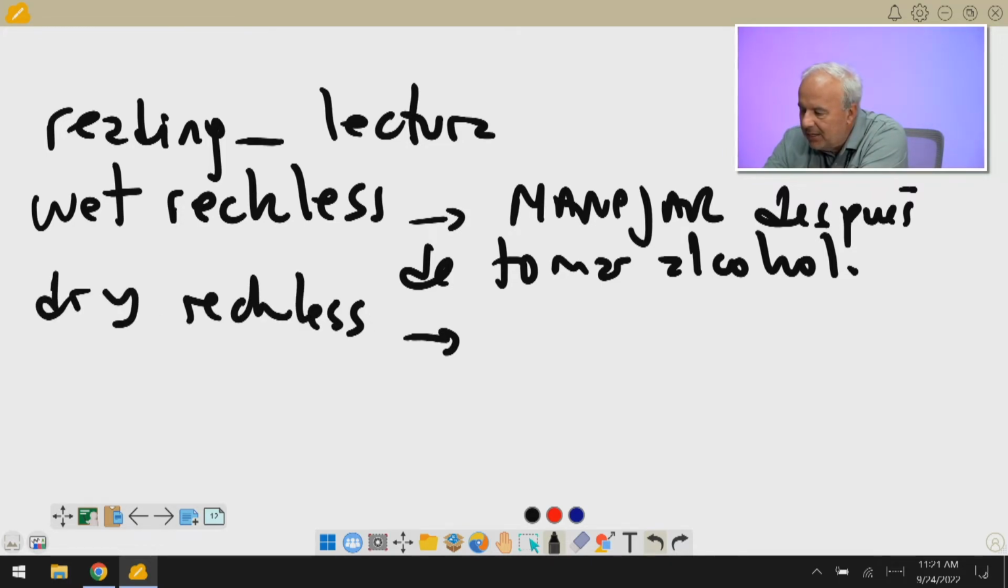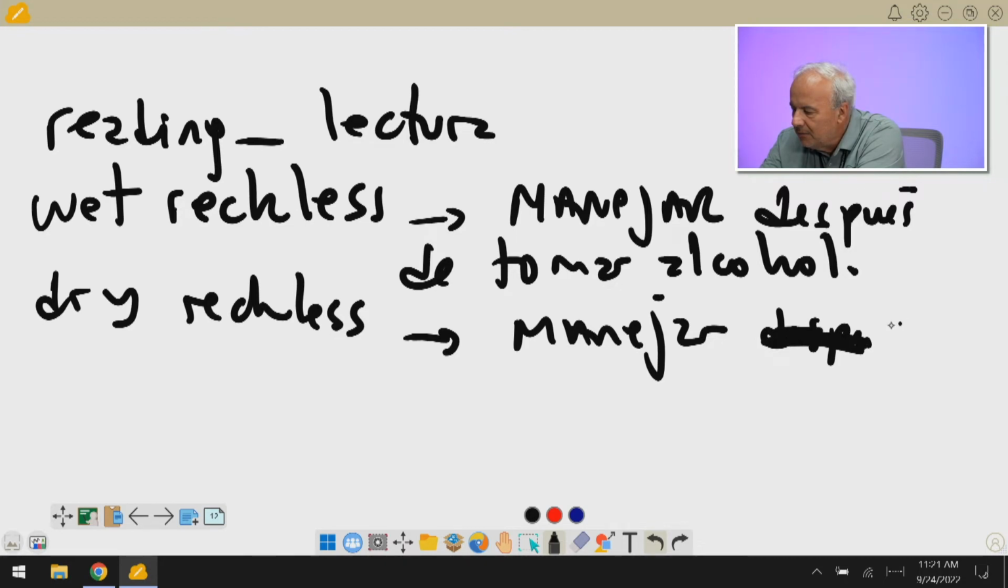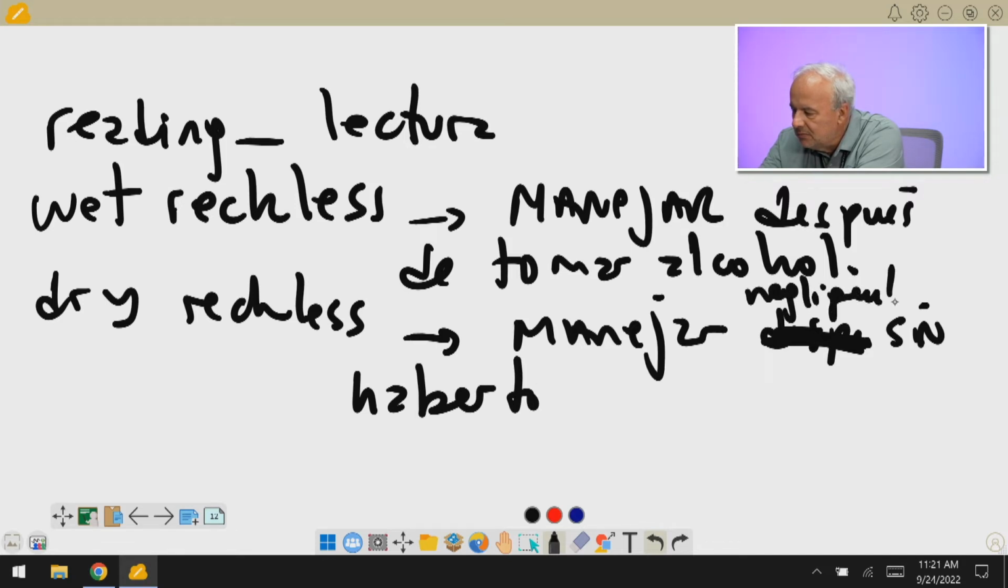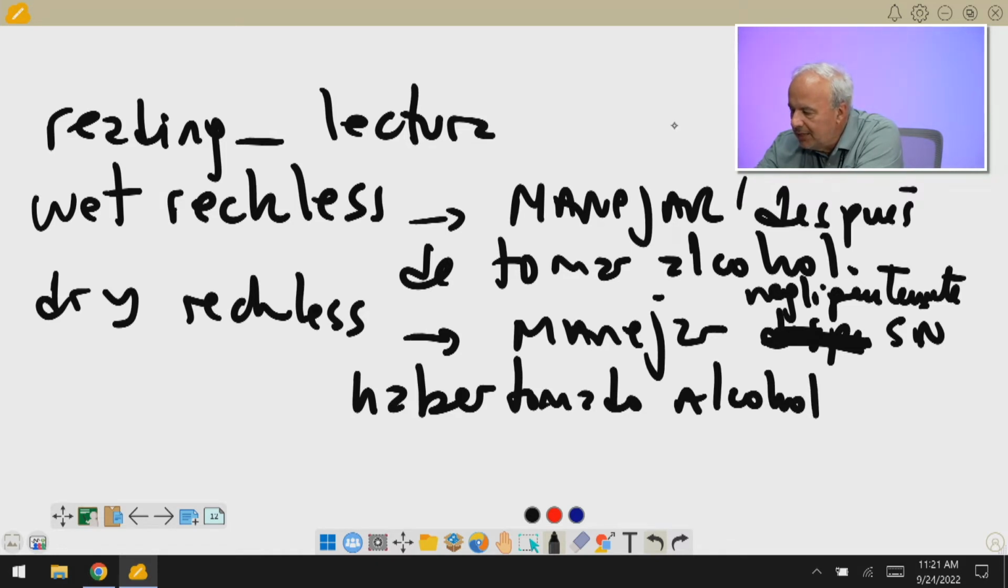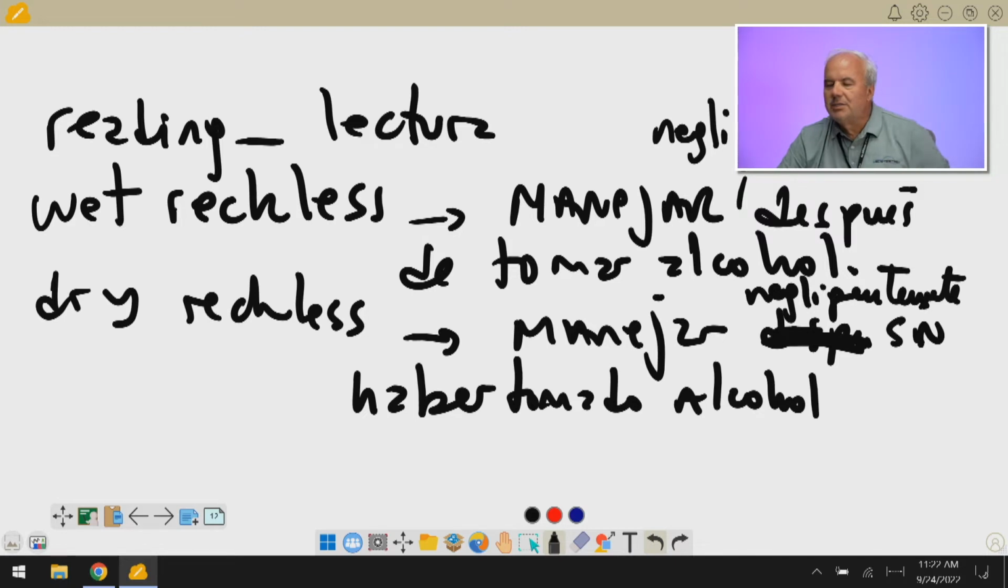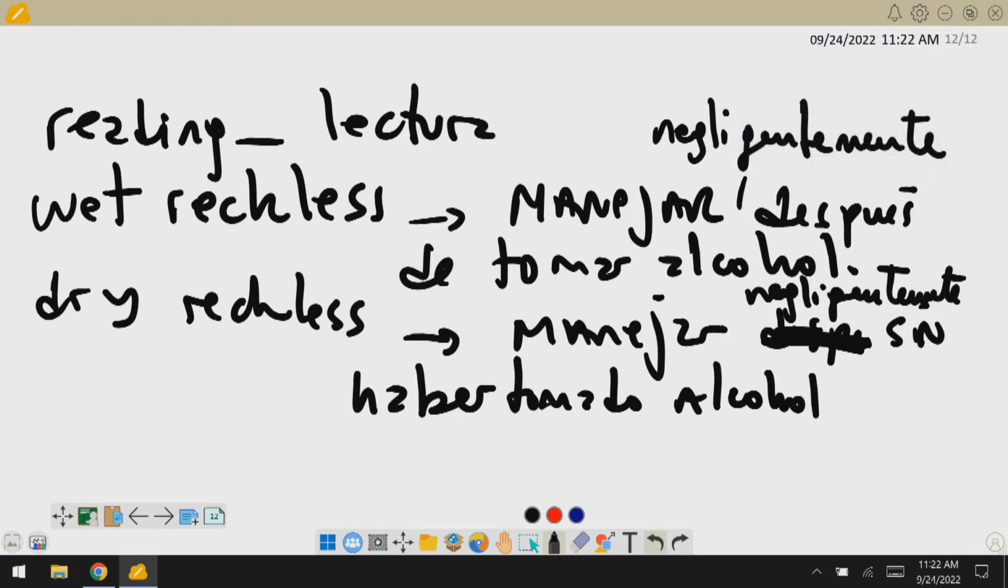And this doesn't mean that it is under the influence of alcohol, because what it really means is manejar negligentemente, sin haber tomado alcohol. You could put negligentemente here too, manejar negligentemente. So a wet reckless is manejar negligentemente después de tomar alcohol. Let me just remove so you can see the whole thing. Give me 1 second. So wet reckless is manejar negligentemente después de tomar alcohol, whereas a dry reckless is manejar negligentemente sin haber tomado alcohol.